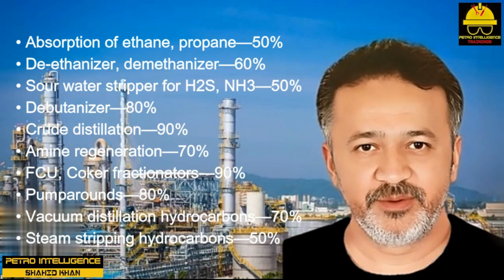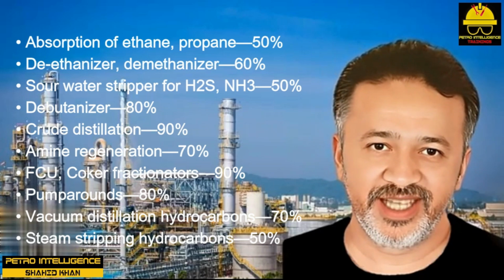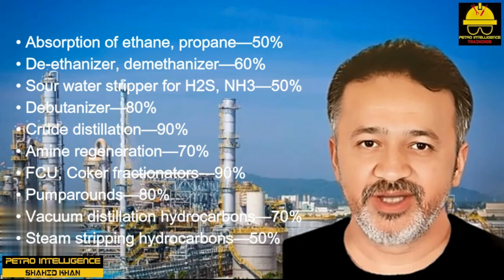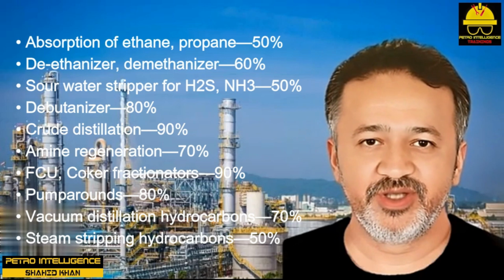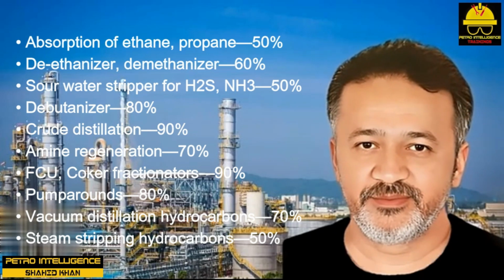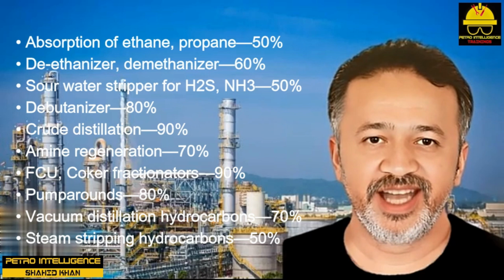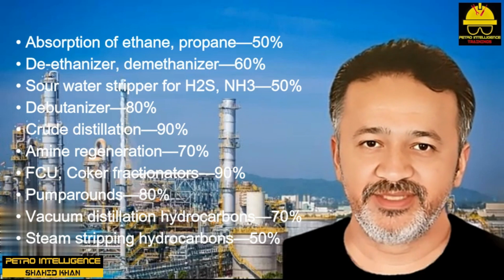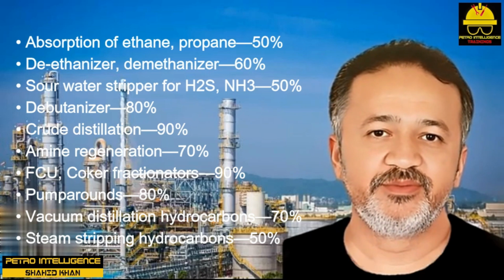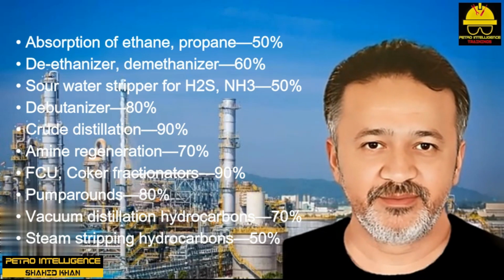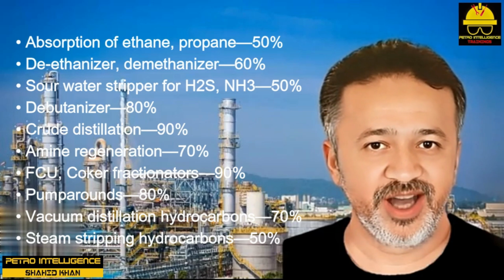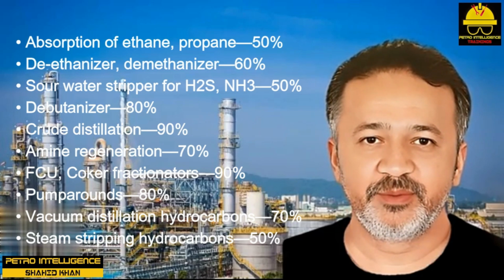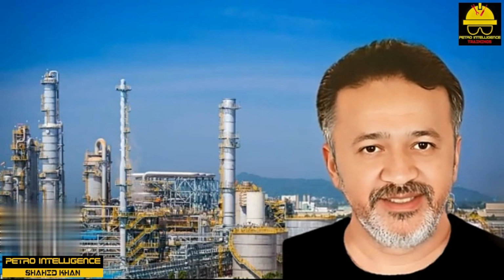However, when I run a computer simulation for a distillation column, and must then select a tray efficiency, I'm guided by the following. Absorption of ethane, propane: 50%. Deethanizer, demethanizer: 60%. Sour water stripper for H2S, NH3: 50%. Debutanizer: 80%. Crude distillation: 90%. Amine regeneration: 70%. FCU, coker fractionators: 90%. Pump arounds: 80%. Vacuum distillation hydrocarbons: 70%.